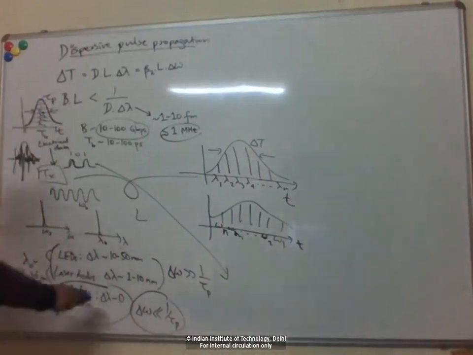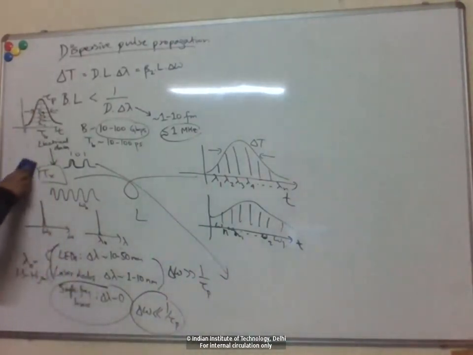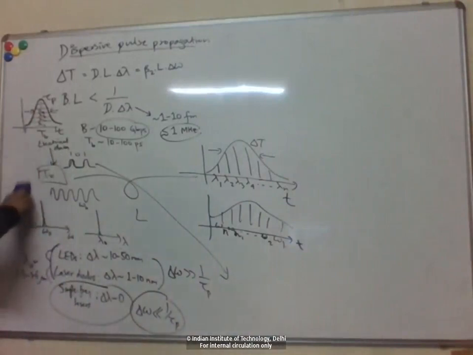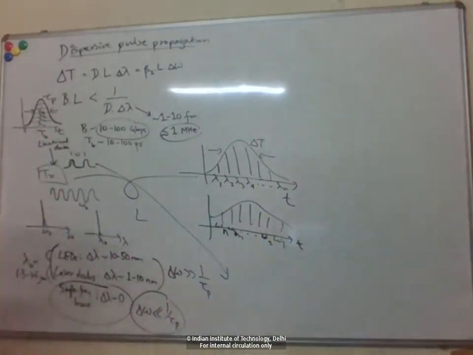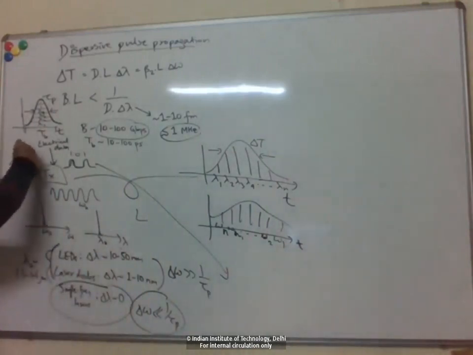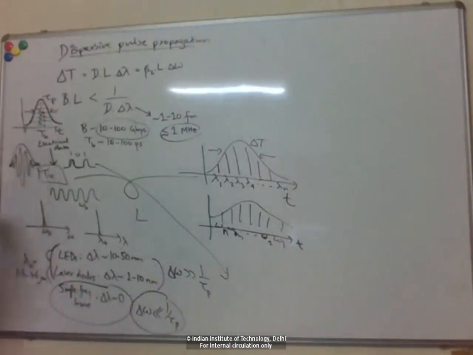Now if you go to these coherent sources, what you have within the pulse here is a nice single carrier frequency, omega naught. So the electric field of the pulse itself looks like a nice oscillation at omega naught with this envelope.